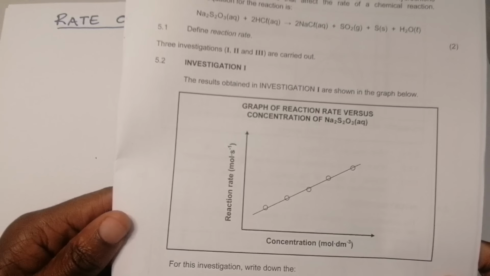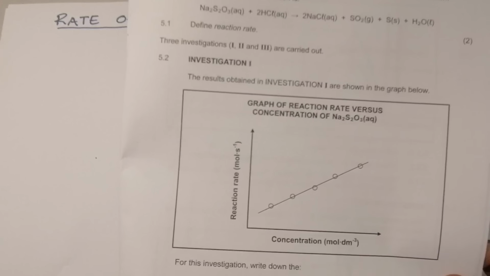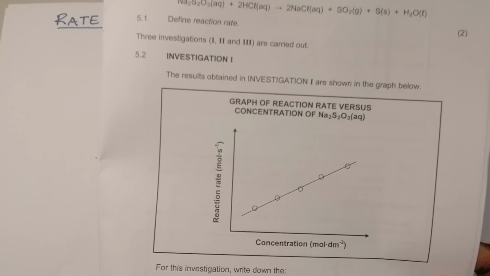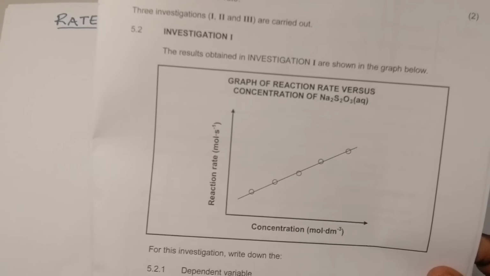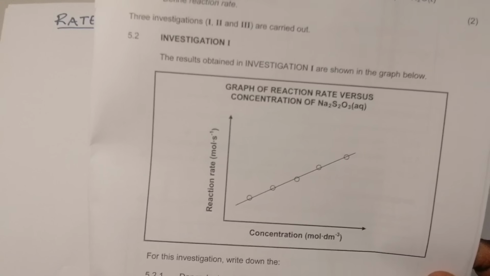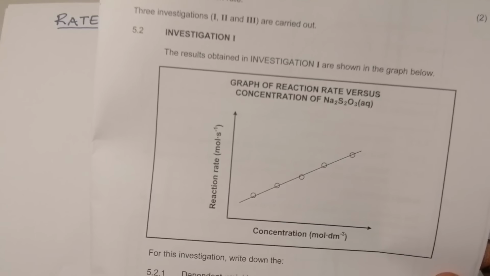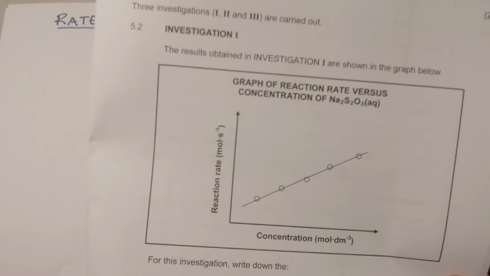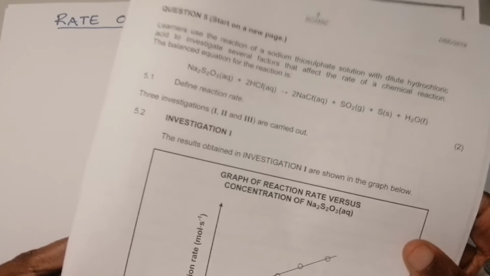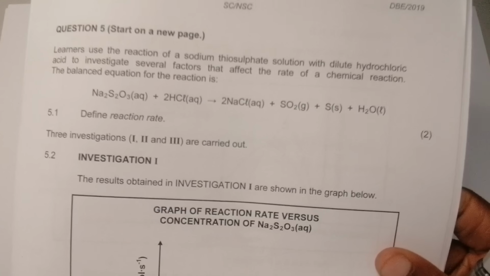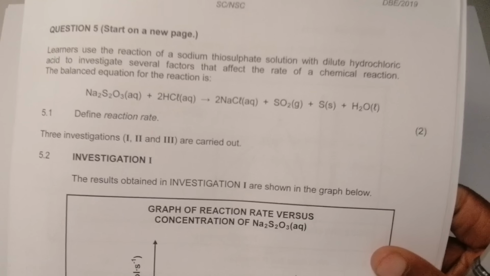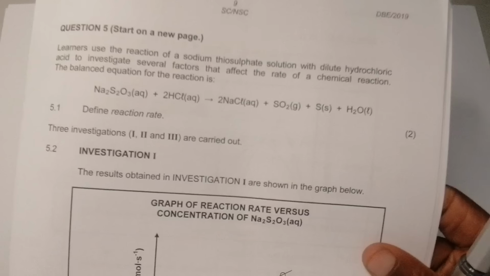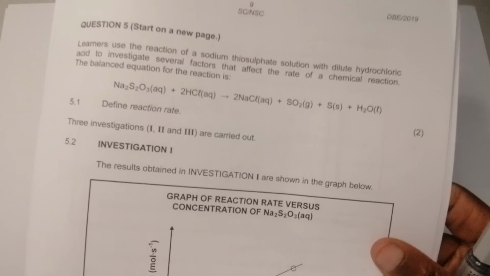Okay, so they say learners use the reaction of sodium thiosulfate solution with dilute hydrochloric acid to investigate several factors that affect the rate of a chemical reaction. The balanced equation is given, so there they give you that balanced equation. Okay, so there are those factors. There's the equation and the statement, and of course they start with the definition.